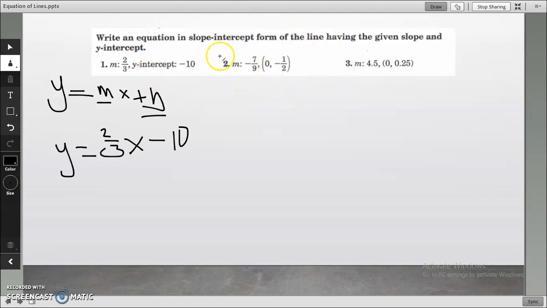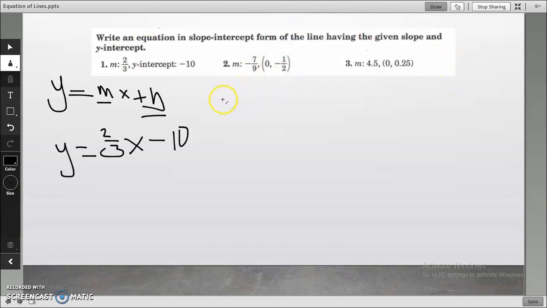The second one is a little different because I do not have my y-intercept. So I need to find out what my y-intercept is. I can do that one of two ways. I can either use point-slope form, or I can use slope-intercept form to solve and find out what b is. So I'm going to do two different ways for these two different problems. The first way I'll use my slope-intercept form, and the second way I'll use my point-slope form.